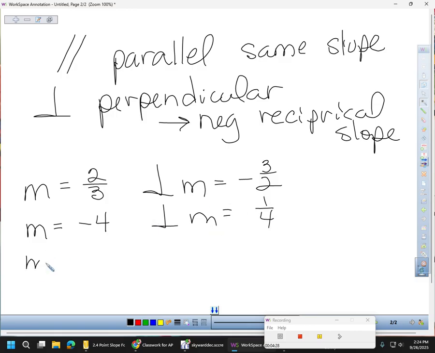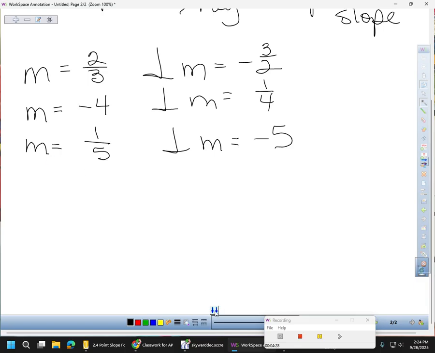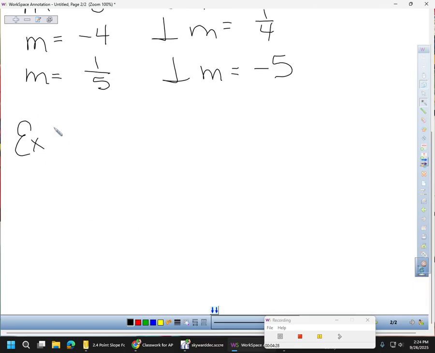If I have a slope of, let's say, 1/5, my perpendicular slope would be what? -5. Very good. All right? So is there any question when we talk about perpendicular? We're okay there? All right. Let's go to example number 4. Okay? All right, here is example number 4. This is 9 and 10.